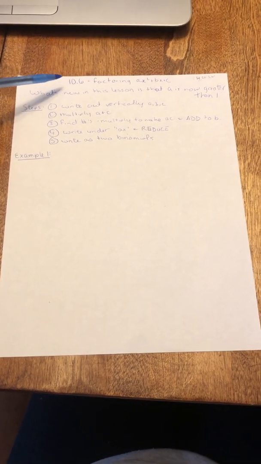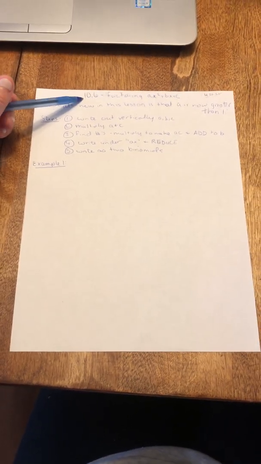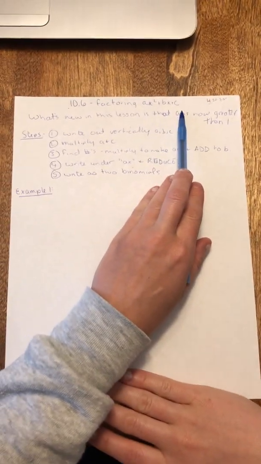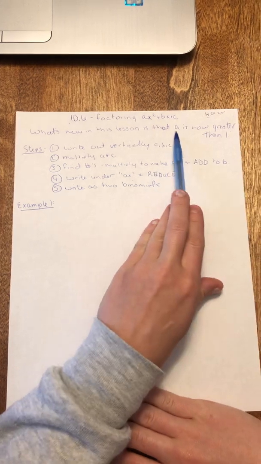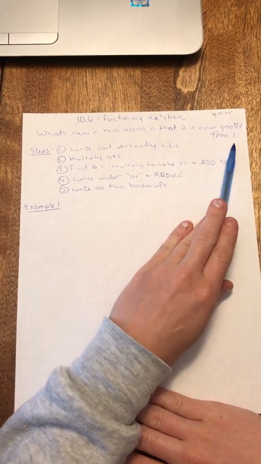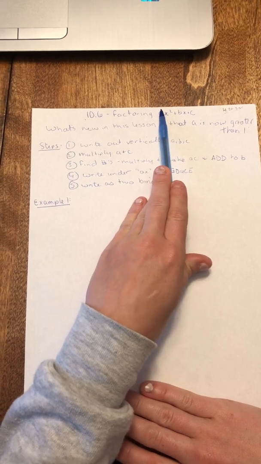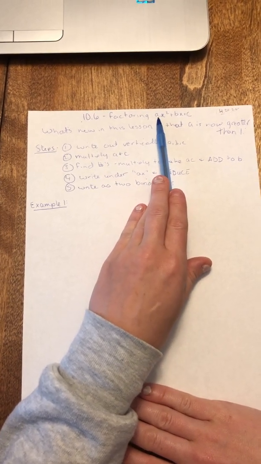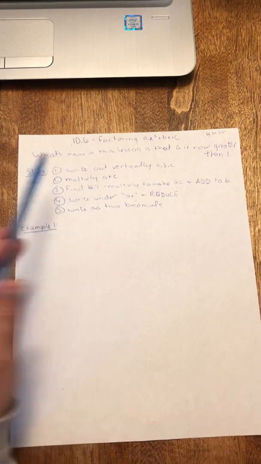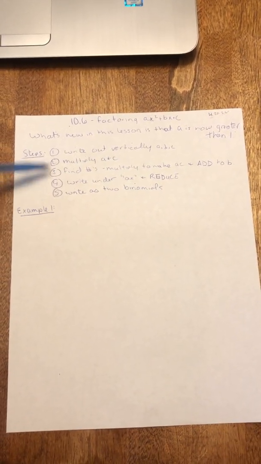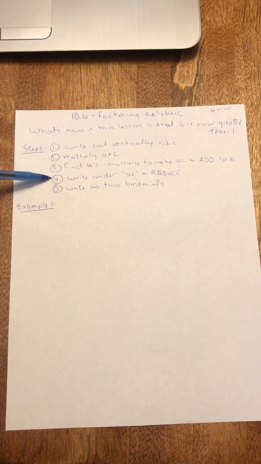Hello, today I'm going to be teaching section 10.6, which is factoring ax squared plus bx plus c. What's new in this lesson is that a is now going to be greater than 1. What we did all of last week is we factored with just x squared. So all this means is there's now going to be a number here. A lot of the steps stay the same, but steps 4 and 5 create a little more difficulty.